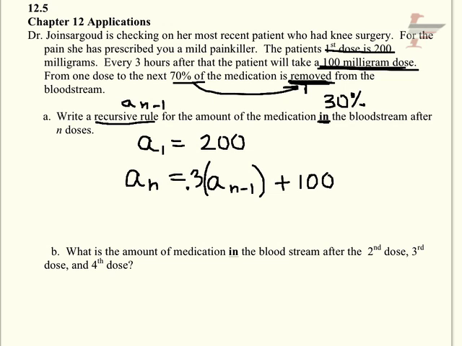So again, stop and make sense of this. It's saying that 30% of my previous dose will be in my bloodstream. So if I started with 200, then 30% of that would remain after 3 hours apparently. And then I'll be adding another 100 onto that.